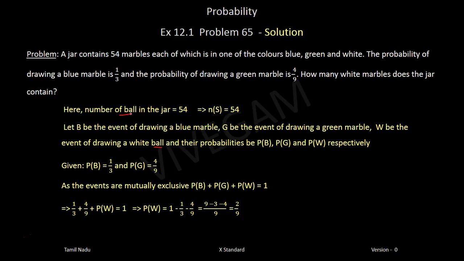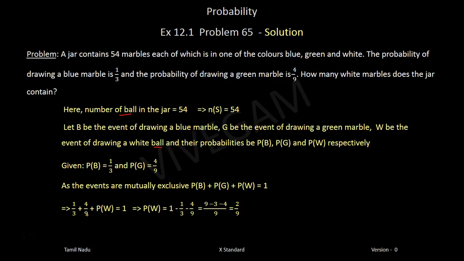So it's a marble. So drawing a white marble, and the probabilities are P of B, P of G and P of W. But we know P of B plus P of G plus P of W equal to 1, because these are the only three cases, right? When the marble is drawn, it can be either blue or green or white. So P of B plus P of G plus P of W equal to 1. Substitute this value. P of B, we know it is 1 by 3, and P of G is given as 4 by 9.